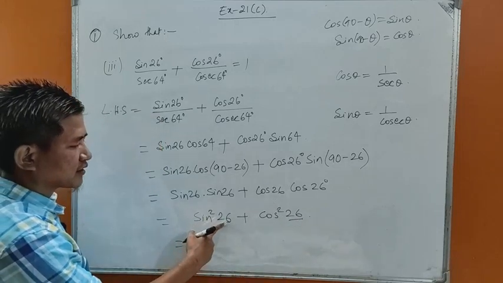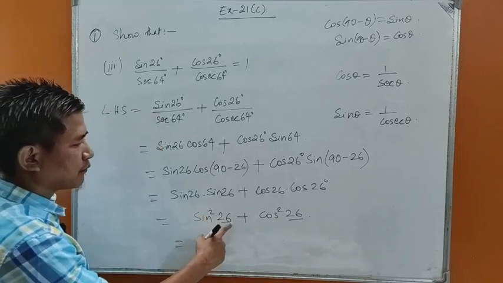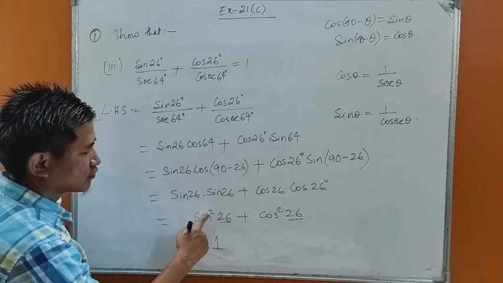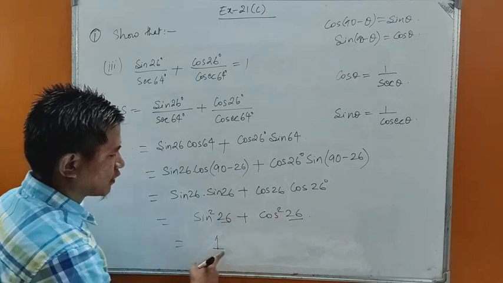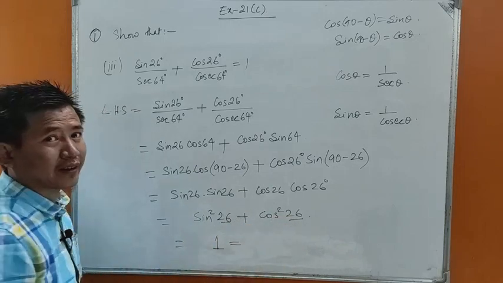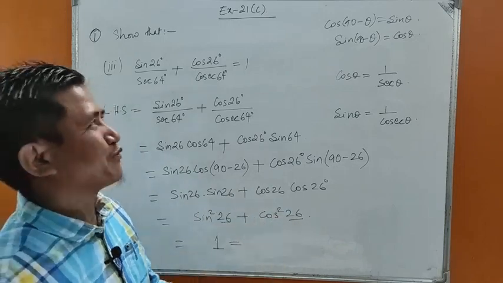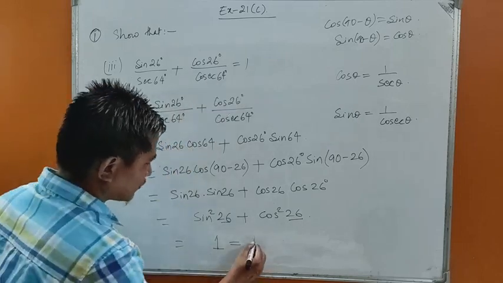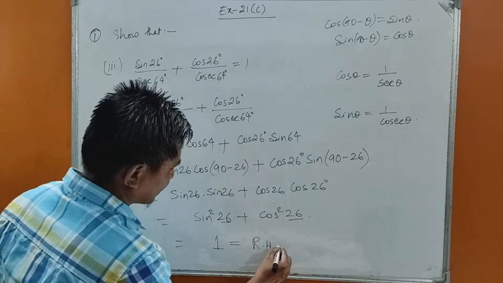Now we have the angle same, 26 here, also 26. This can be assumed as theta. So sin square theta plus cos square theta means 1, isn't it? Sin square theta plus cos square theta is 1. We know this formula, we have learned in exercise 21a and 21b. So we are asked to prove this equals to 1 and we have 1 equals to RHS, hence proved.